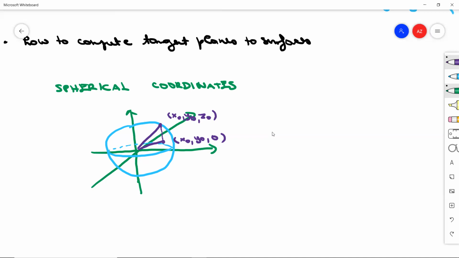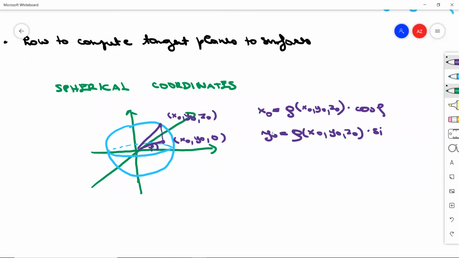For x naught, y naught, we can again use polar coordinates. If we know this phi, then x naught will be rho, but this rho is not constant now. This rho is the distance from the z-axis. It now depends on the point. So I will write this rho as a function of x naught, y naught, z naught, times cosine phi. In the case of the cylinder, this rho was constant. However, now this distance is a function of the specific point on the surface of the sphere. And then y naught is rho of x naught, y naught, z naught times sine of phi. So this phi is again one parameter, and we need another one.